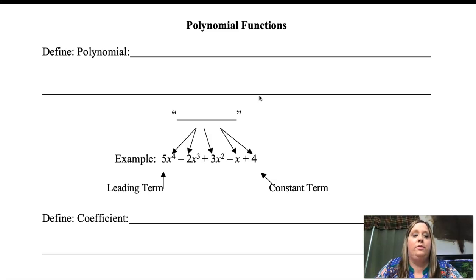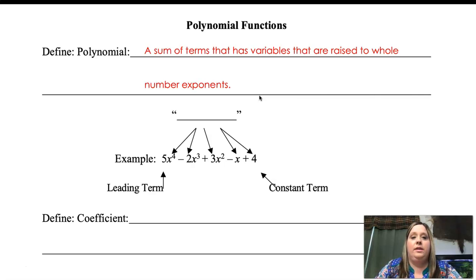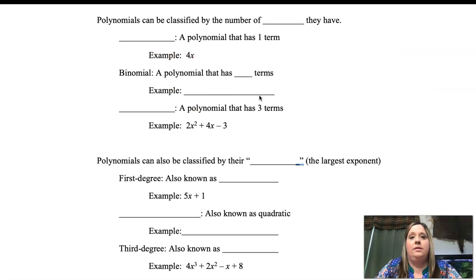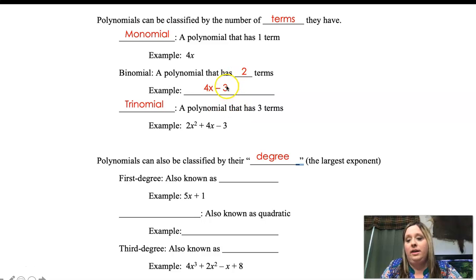So here's the top of your notes worksheet. So the definition of the polynomial, this is what you should have. And then this is terms, like the picture in the previous slide. And then the coefficient is the number that is multiplied by the variable, the number in front of the variable, leading coefficient. And then polynomials, we can classify by the number of terms they have. A monomial is a polynomial with one term. A binomial has two. A trinomial has three.